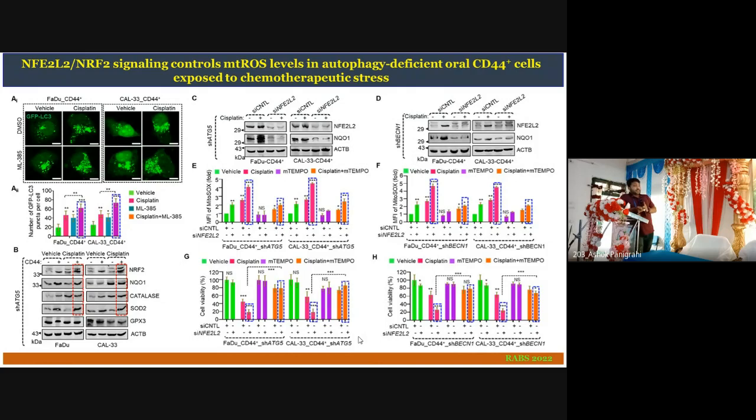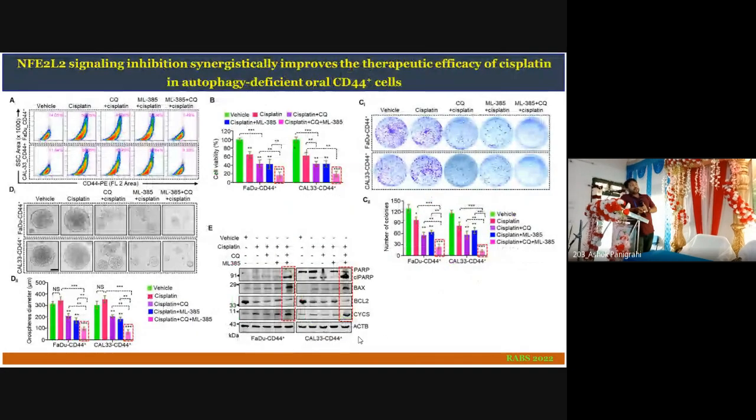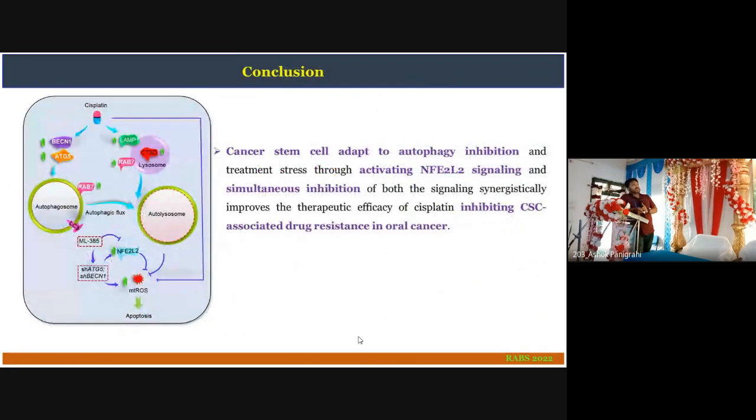Then we come to the combined inhibition. We found that in the absence of both autophagy and NRF2, the cancer stem cells were significantly reduced, as well as apoptosis increased in CD44 positive cells, suggesting that NRF2 signaling is a target to improve the therapeutic efficacy of cisplatin. Now coming to the conclusion: cancer cells switch from autophagy inhibition to activating NRF2 signals, so simultaneous inhibition of both signals improves the therapeutic efficacy of cisplatin by inhibiting cancer stem cell associated drug resistance.